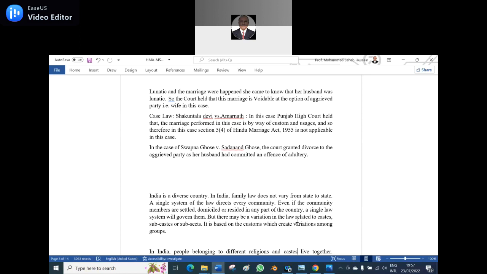The Hindu Marriage Act is applicable to whom? Hindus. Who are the Hindus? Hindus, Buddhists, Jains, Sikhs, and other sections. And which section says so? Sikhism is also considered under the Hindus.